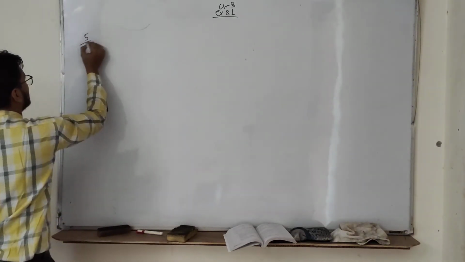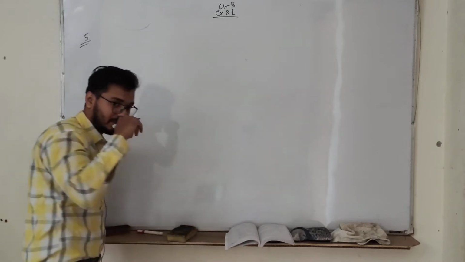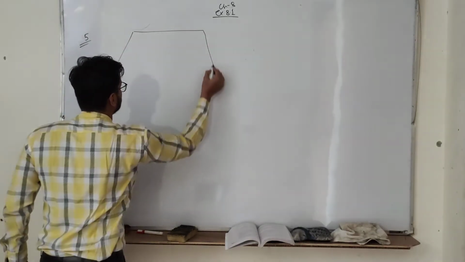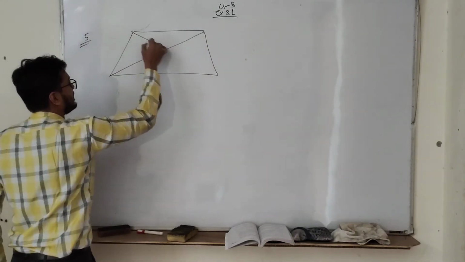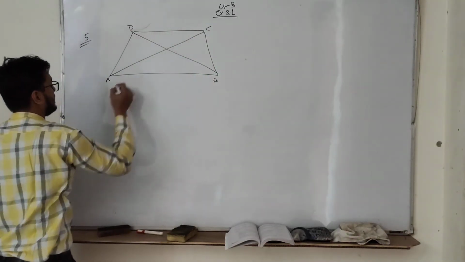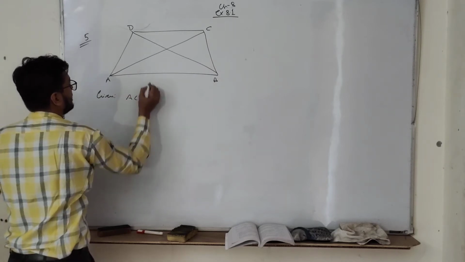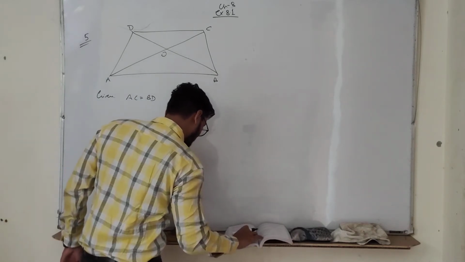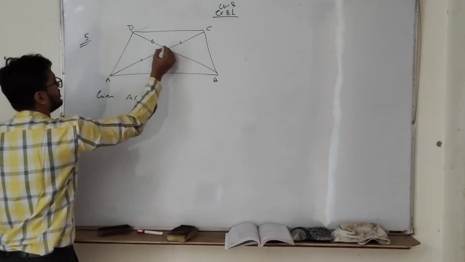So what question number 5 states: show that if the diagonals of a quadrilateral are equal and bisect each other at right angles, then it is a square. Suppose this is a quadrilateral and diagonals are equal, although the figure is incorrect. Given diagonals are equal, so AC is equal to BD. This portion is equal to this portion and this portion is equal to this portion.